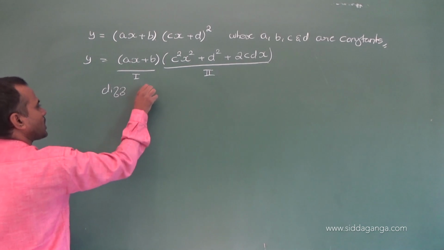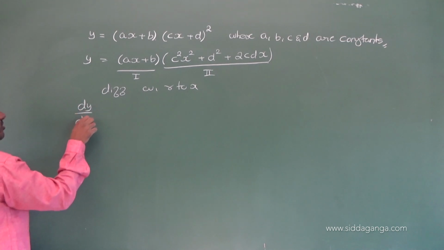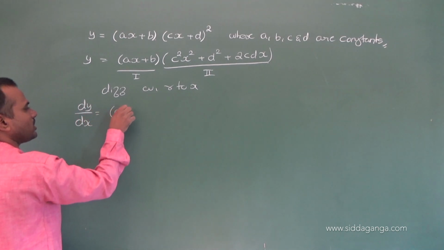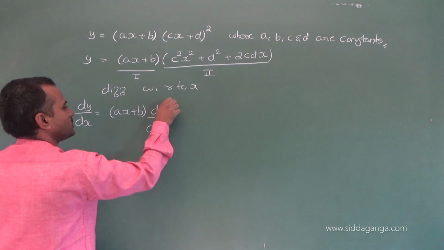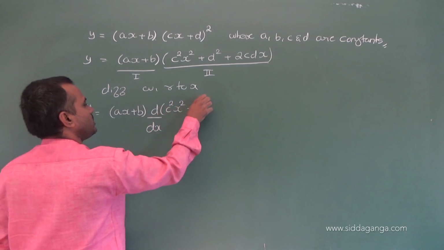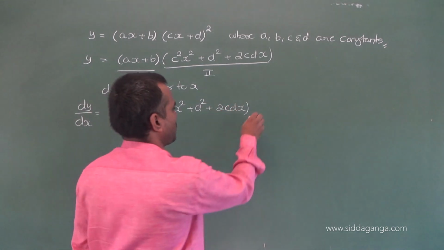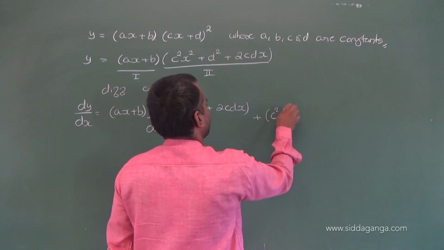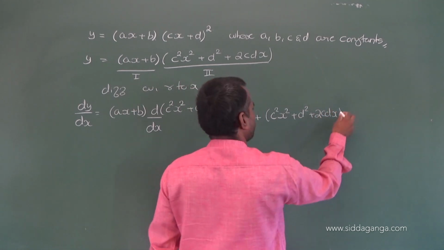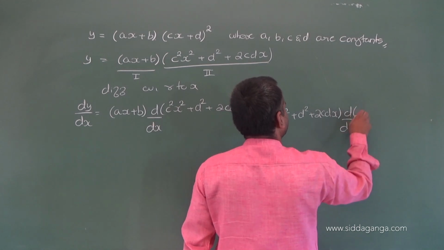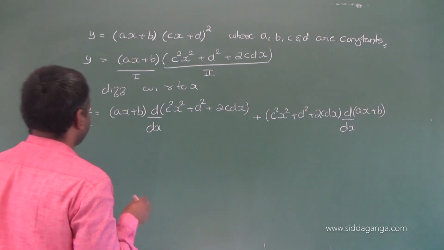Differentiate with respect to x. Y with respect to x, that you know, is dy by dx. Ax plus b into d by dx of c square x square plus d square plus 2cdx, plus c square x square plus d square plus 2cdx into d by dx of ax plus b.